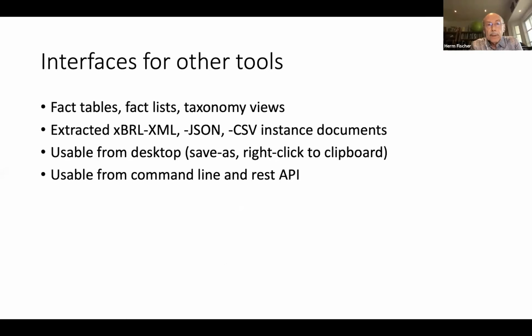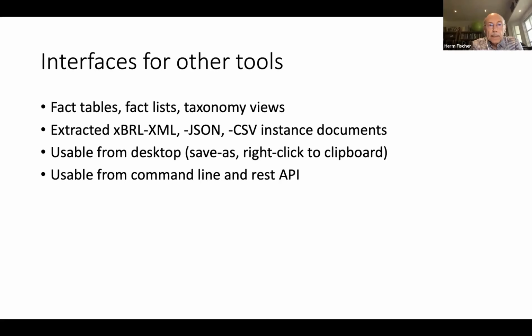There are a number of interfaces provided to couple up tools. Javier mentioned it was important in his thing to be able to extract facts that can be extracted either in the form of tables that correspond to the schedules and statements. They can be fact lists and various sorts of views of the taxonomies. These things can be provided in any of the standard formats: text, CSV, JSON, XML.